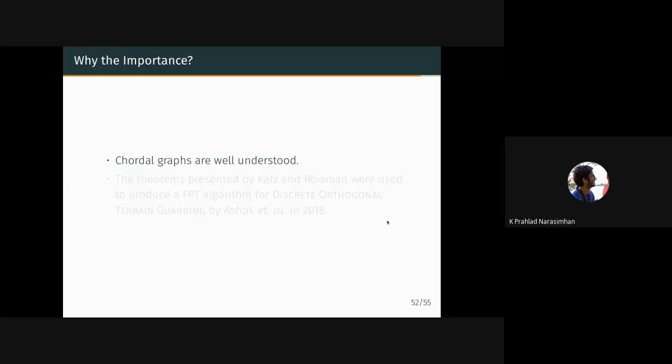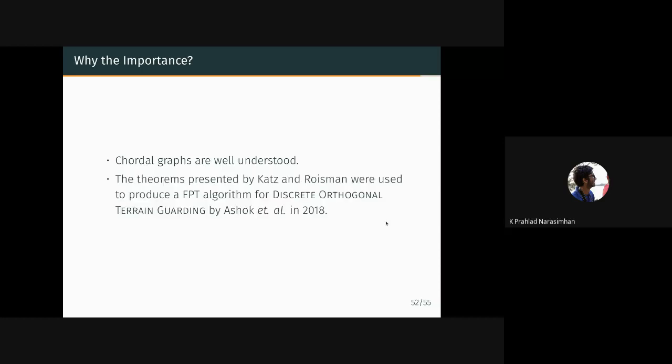So, conclusion. Why is anything that I said important? Well, it is important for two reasons. The first reason is that I gave an equivalence between the terrain guarding problem and chordal graphs, a relation between chordal graphs and terrain guarding. Chordal graphs have been very well studied, documented since the 70s. We know a lot about them, which is why it's important. So linking stuff that we don't know to stuff that we know is the basis of creating knowledge, I guess.